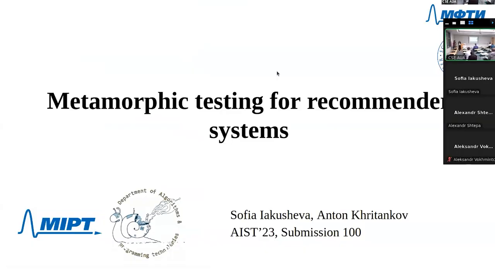And now our next talk should be an online talk. The work is named Metamorphic Testing for Recommender Systems by Sofia Iakusheva and Anton Khritankov. Sorry if I misspelled something. Let us just switch to the Zoom translation now.